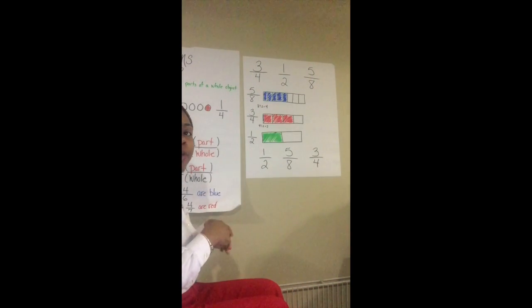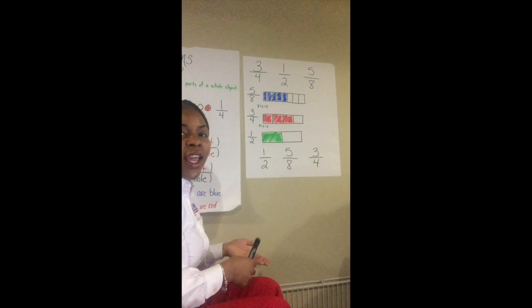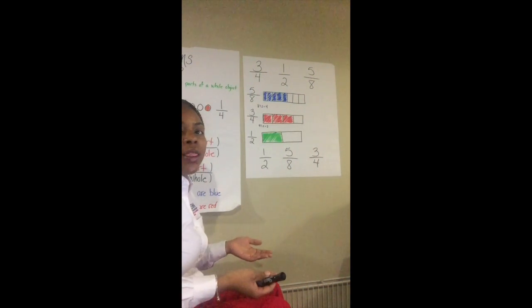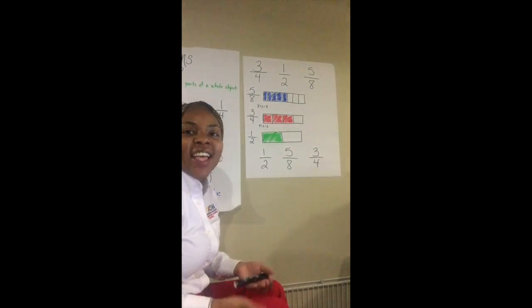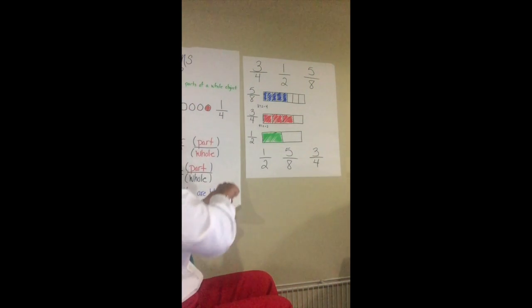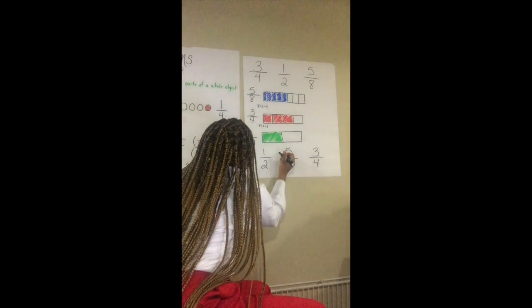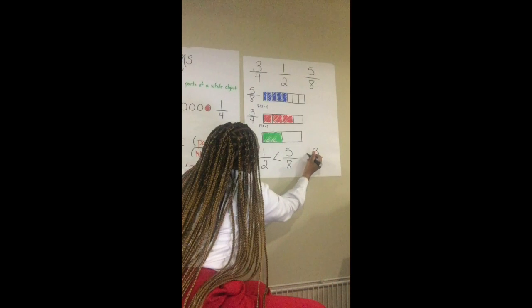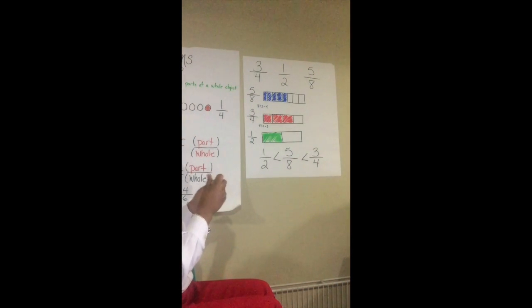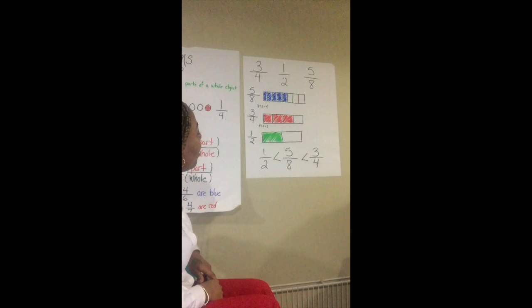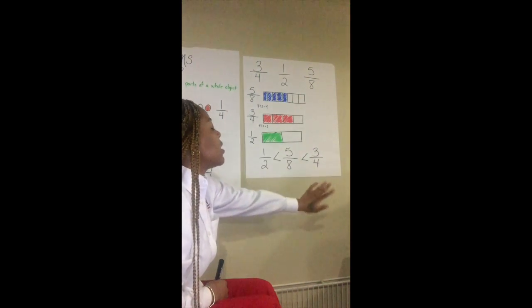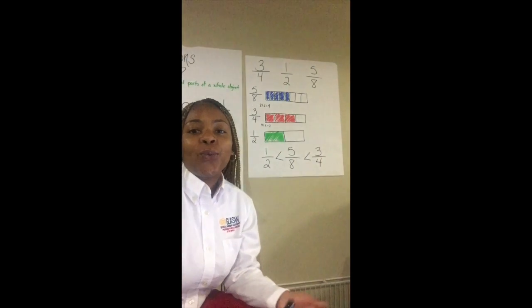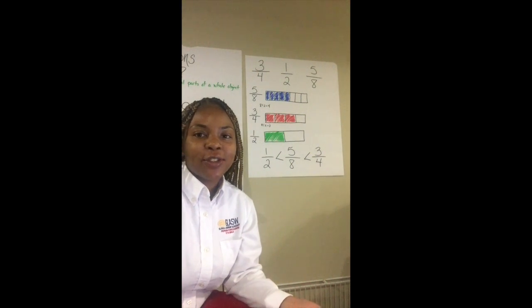So now that we put them in order, we need to add our greater than or less than signs. So we are putting the numbers from least to greatest. And of course, the sign always eats which number? Yes, the biggest number. So that means our compare sign should look like this, which is showing us that 1/2 is less than 5/8, and 5/8 is less than 3/4. We have just compared fractions using fraction strips.